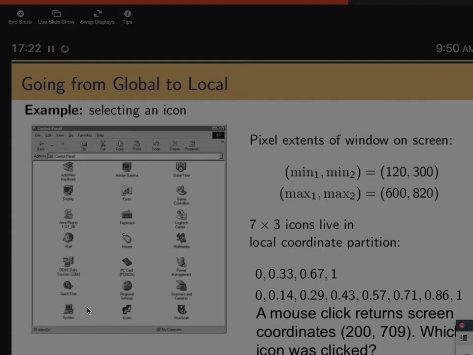Okay, so to be careful about that answer. This is row 1, but in these coordinates that I said where the 7 by 7 icons live, these coordinates start down here. So 0, 0 is here, and this is row 1.